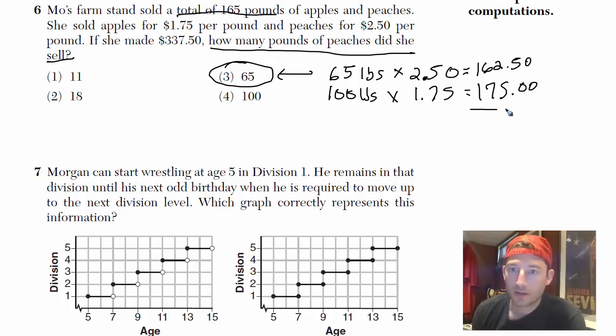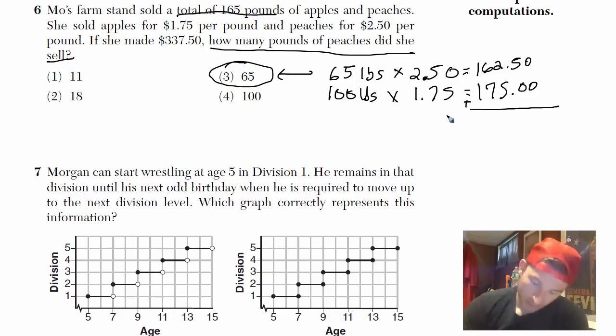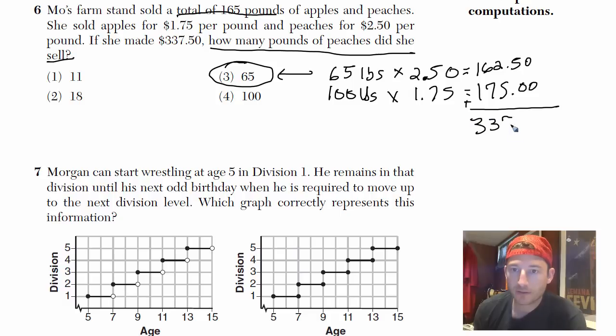175.00. Now, so far, these numbers look promising. Here was the peaches. Here was the apples. I should say pounds. So 162.50 plus 175 equals 337.50. Perfect. 337.50. So we got lucky. It's nice when it happens.